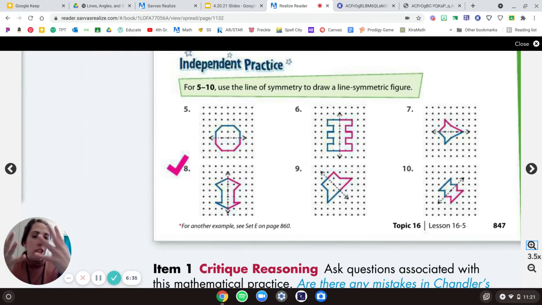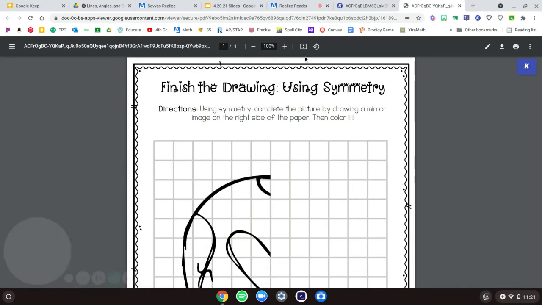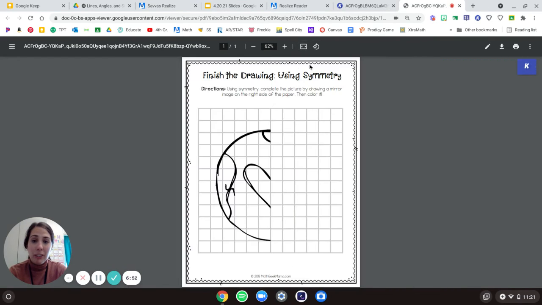All right, so that's what we did. We worked on finishing our pictures. Well, now, 4th grade friends, we're going to take it a step further. And instead of doing it with just dots, we're going to do it with boxes. And to celebrate Earth Day on Thursday, we are going to finish this picture. You have to finish the drawing using symmetry. Okay? So you are going to draw the mirror image on the right side, okay?